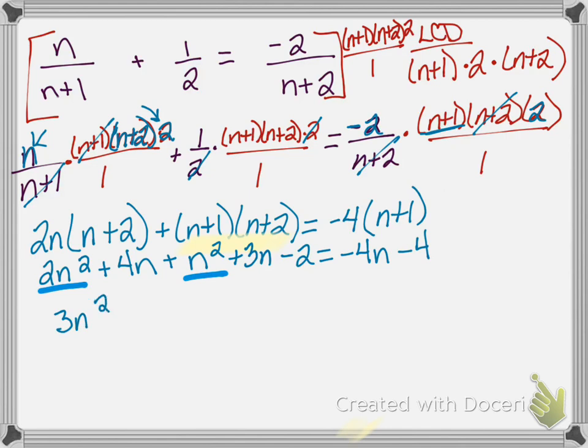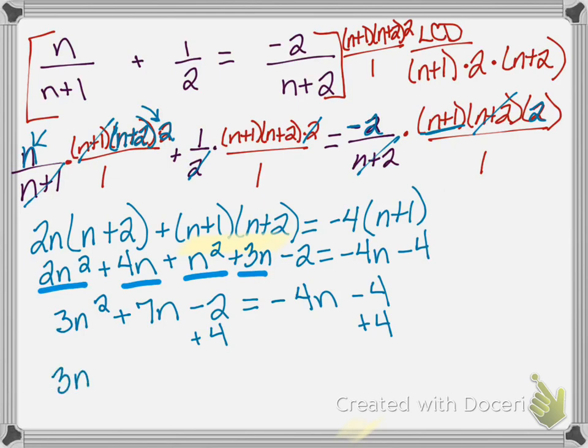3n squared. Then I have 4n and 3n. That gives me, it's 7n, right? 7n. Okay, then I'm left with minus 2. Okay. The first thing that I'm going to do is I'm going to add 4 to both sides. It would be a plus 2 instead. Okay, so then I have 3n squared plus 7n plus 2 equals negative 4n.